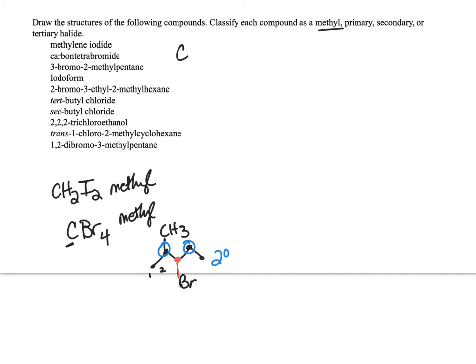Iodoform, that is CHI3. Iodoform would be a methyl because the carbon is not connected to another carbon.